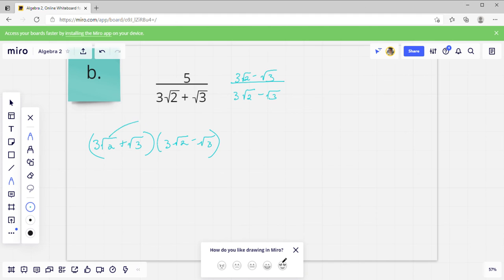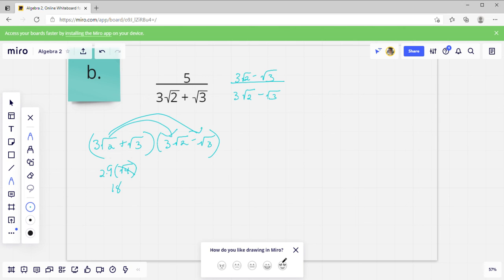Okay, so I'm going to go here first. 3 times 3 would be 9. Square root of 2 times square root of 2 would be just 2. You could write it as square root of 4, and then we know the square root of 4 is 2. 9 times 2 is 18. All right, there's my first one.